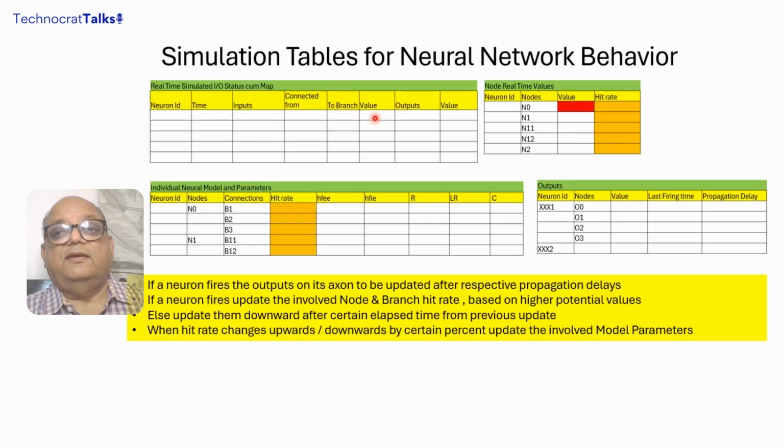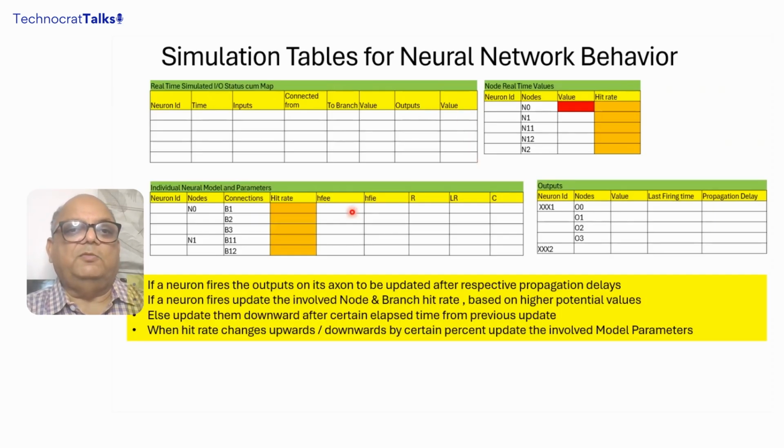On the output side you solve the network, based on the charging and discharging of capacitance, etc. What is the output at the output side and what is the value? Where is the output of that branch connected, and what is the value of that output? So this is one table.